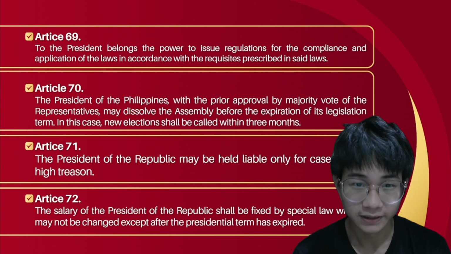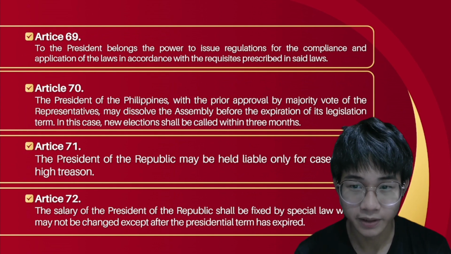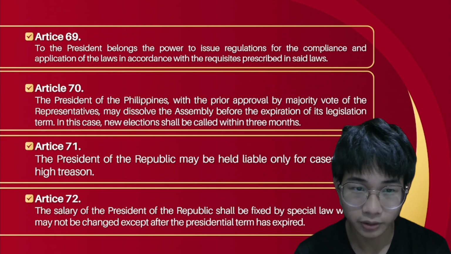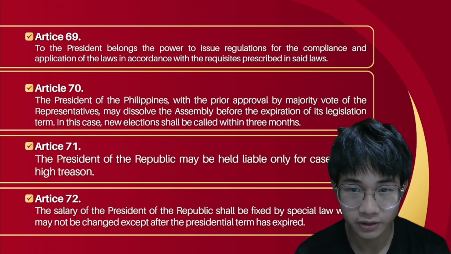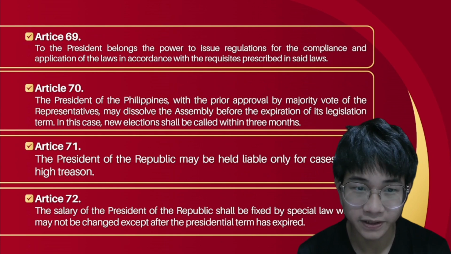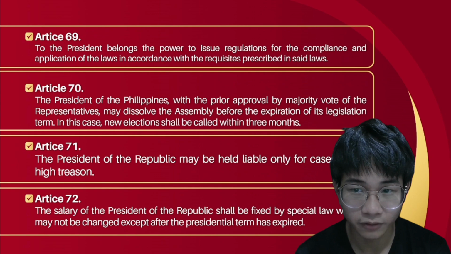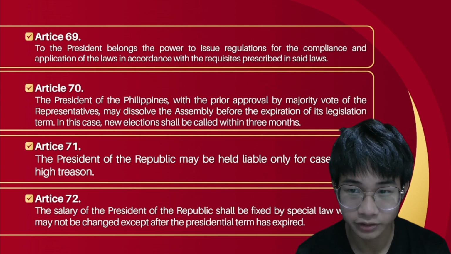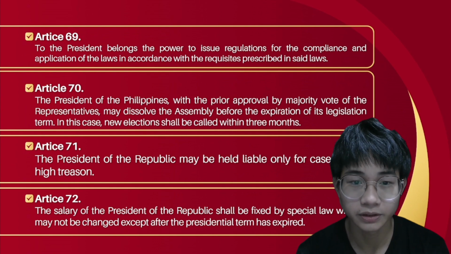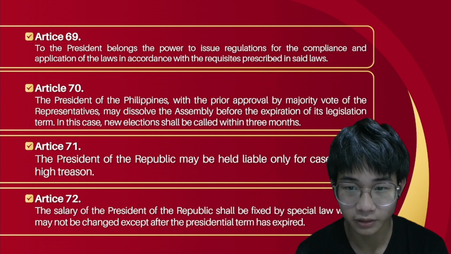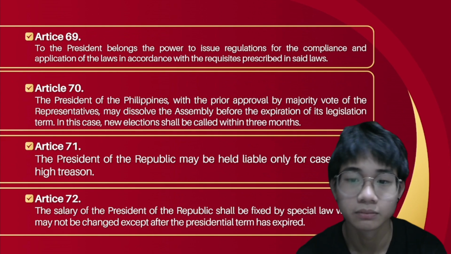Article 71. It limits the grounds on which the President can be held legally accountable, specifying that high treason is the only crime for which the President can face liability. This provision underscores the seriousness of the offense required for such accountability and often reflects the intention to protect the President from being subjected to legal actions for other political or policy disagreements.